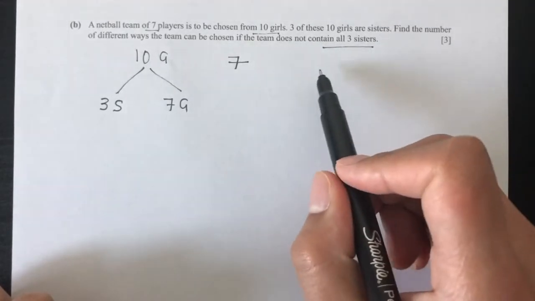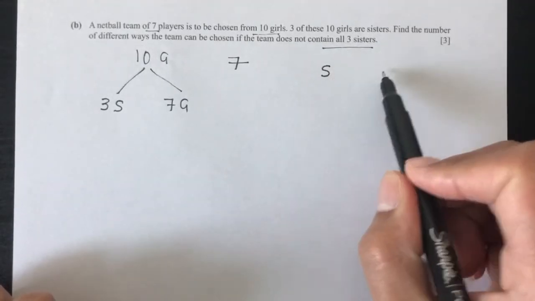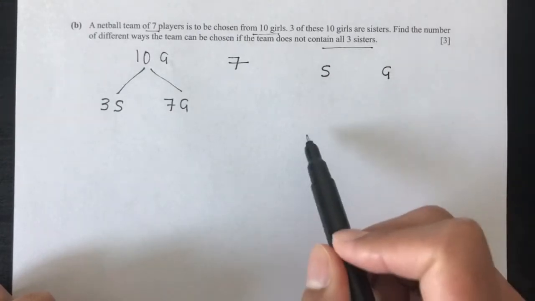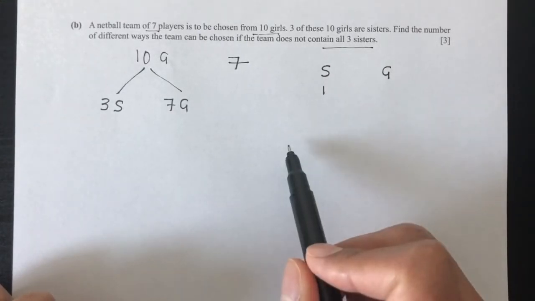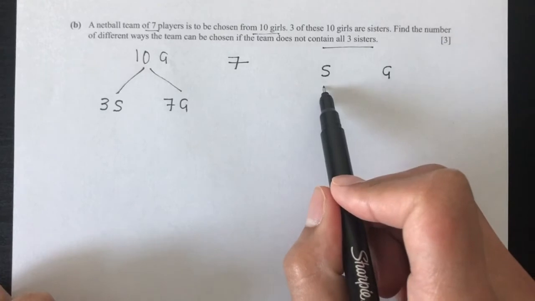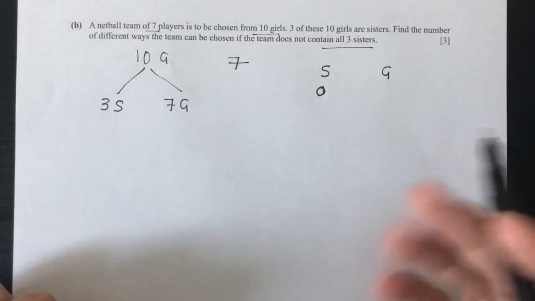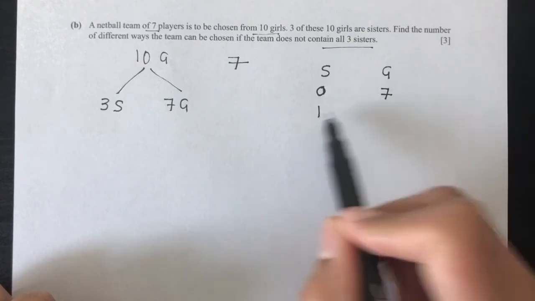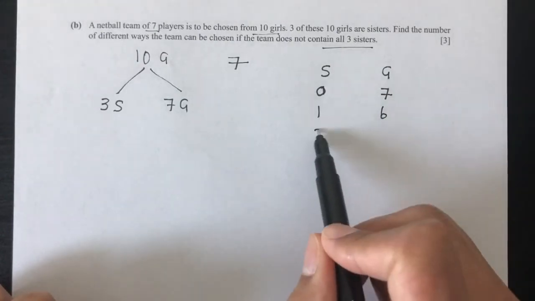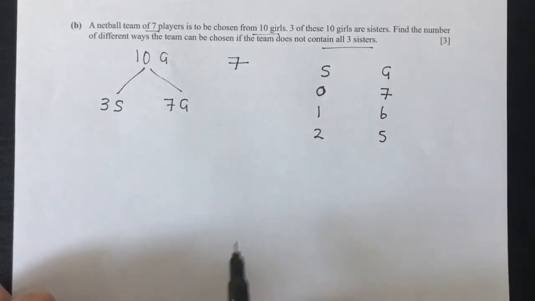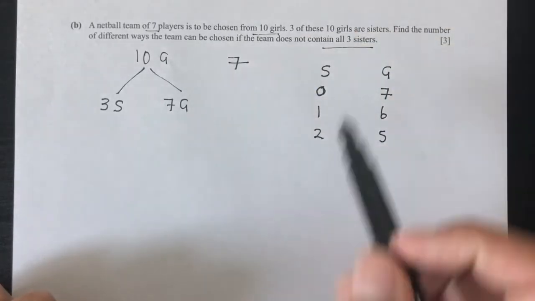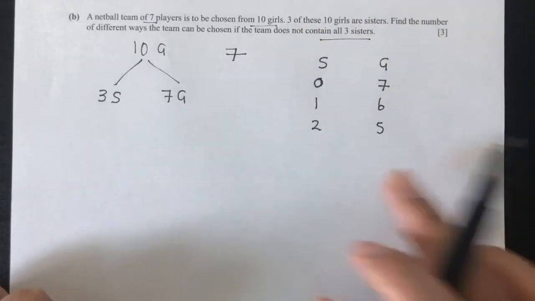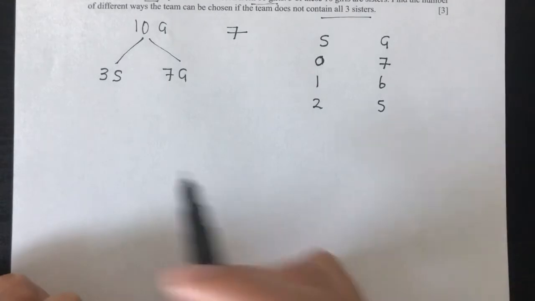So what are the possible options? Let's see. Here we have sisters and here we have girls. So we can choose 0 sisters, right? That is one option, and we can choose 7 girls. 1 sister, 6 girls, 2 sisters, and 5 girls. So that is the possible option. We cannot choose 3 sisters. So let's see how many ways we have of doing this.